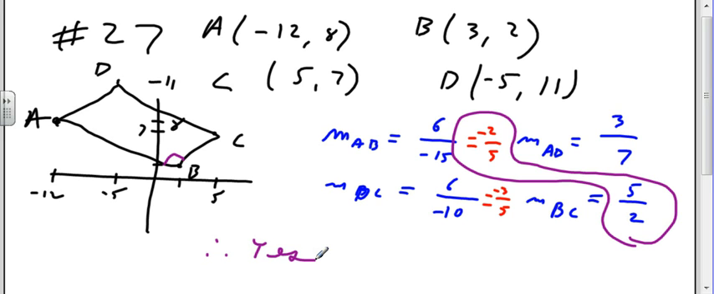A trapezoid is a quadrilateral with only one pair of parallel sides. Okay, so I have to have parallel sides. I don't. So the answer is no. It's not a trapezoid. That's no trapezoid.